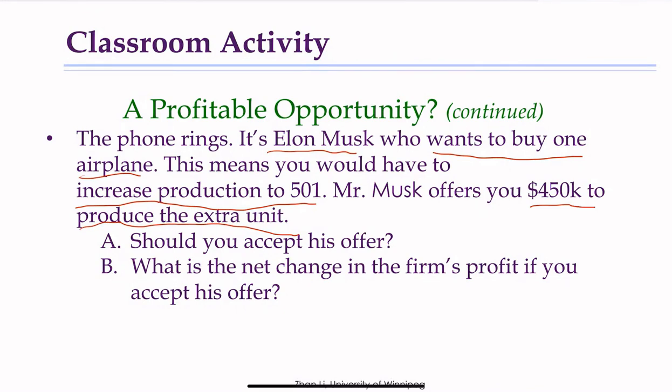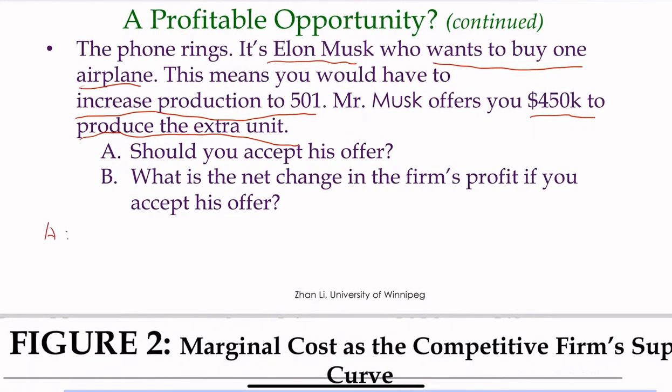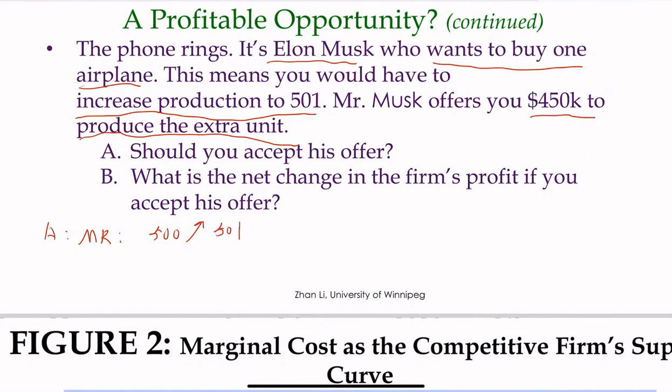So what is the marginal revenue in this case? The marginal revenue is the additional revenue your firm can get from boosting output to 501, right? So to solve A, we have to find out marginal revenue. In this case, you're thinking about boosting the output from 500 jets to 501. And then let's see how your total revenue will change.